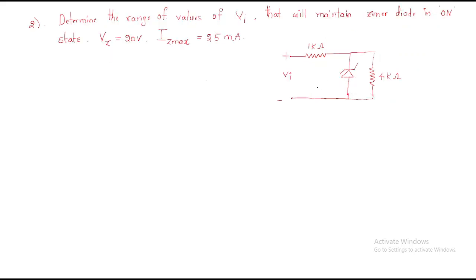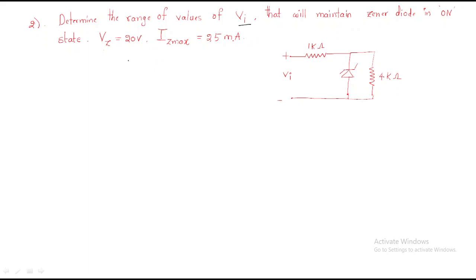Okay. Next problem, also related to the GNR diode. The problem is, determine the values of Vi, the input voltage, that will maintain the GNR diode in the on state. So the GNR diode must always be in the on state. Vz equals 20 volts, which is given, and Iz max equals 25 milliamps. So we need to find the minimum current and maximum current.